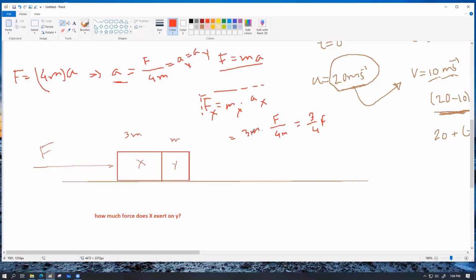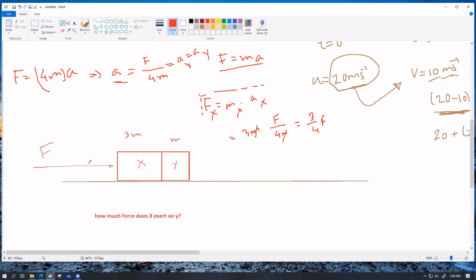Mass of x is 3m from the figure. Acceleration of x is this much. I replace that. m and m cross out each other, so you get 3/4 F. That's the calculation. Have you understood now? Yes, sir. Achha. So this means that to maintain this acceleration, object x requires 3/4 F for its own.